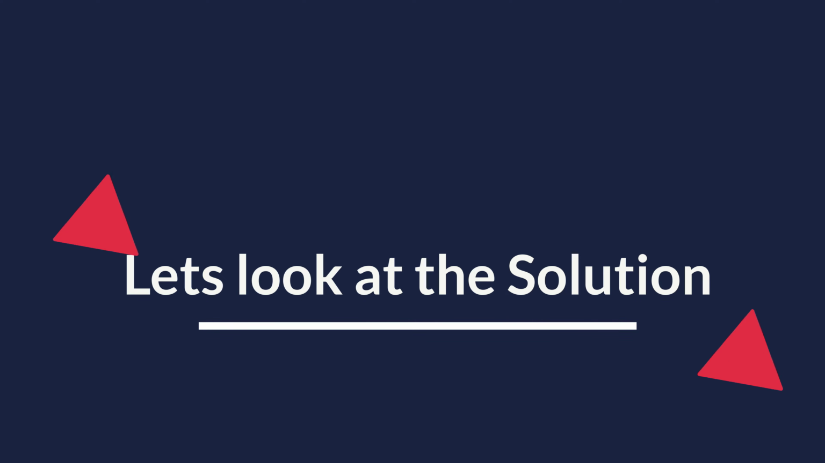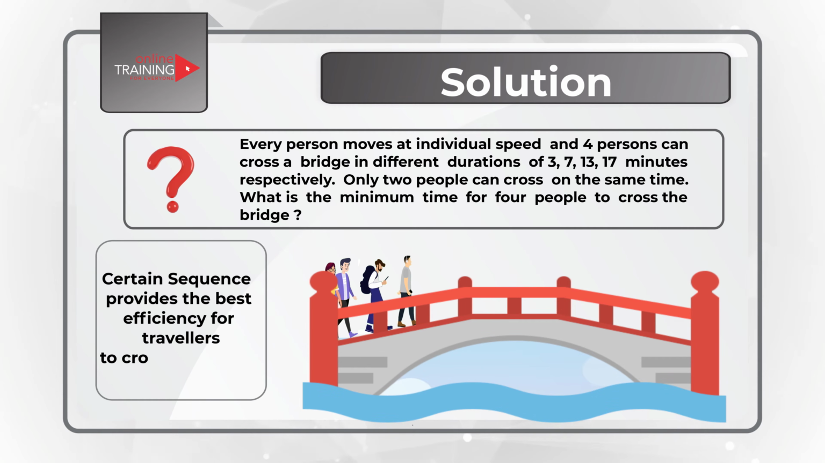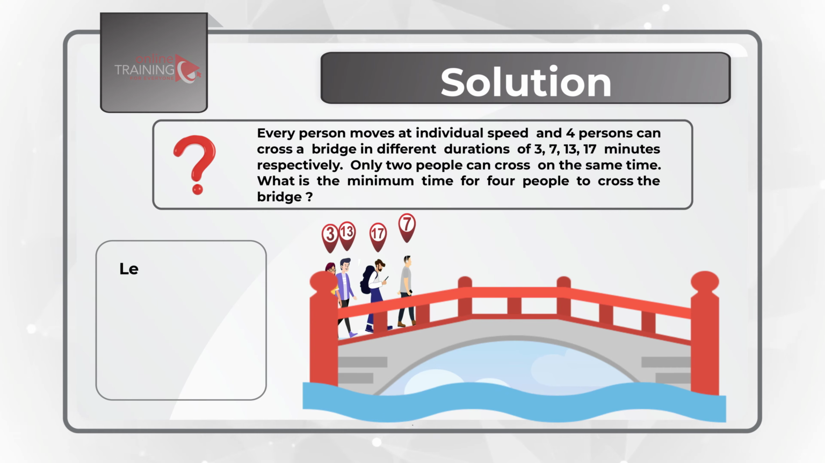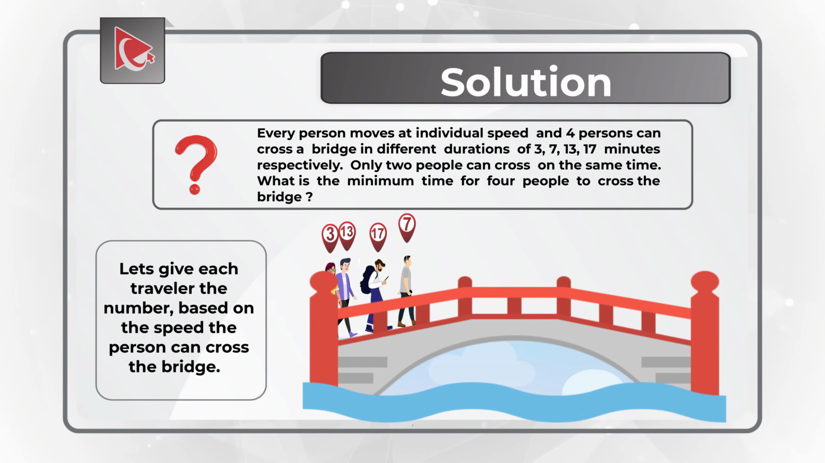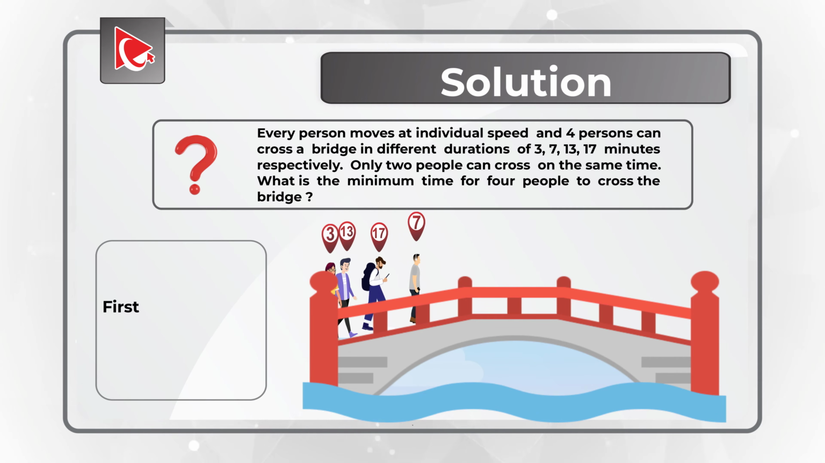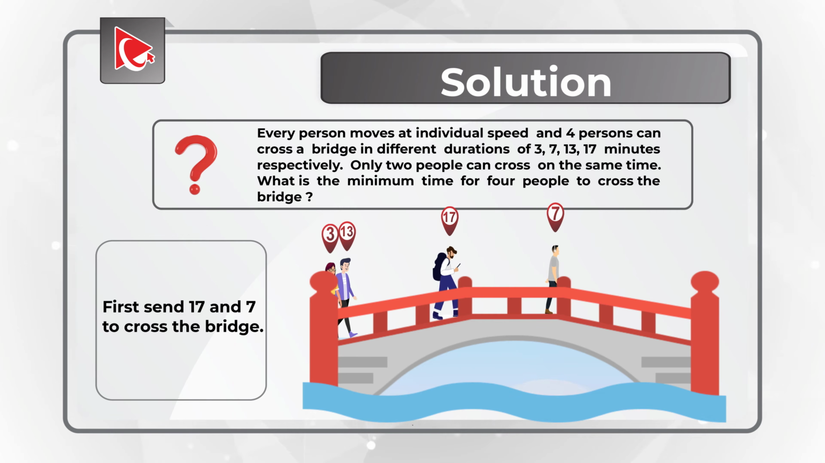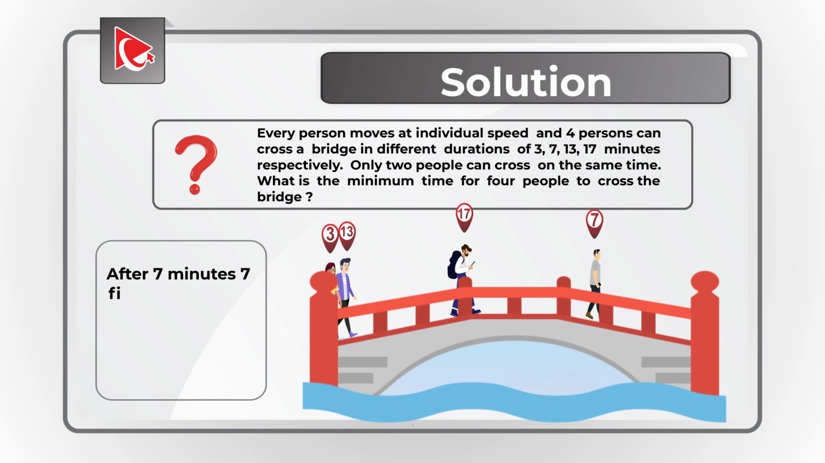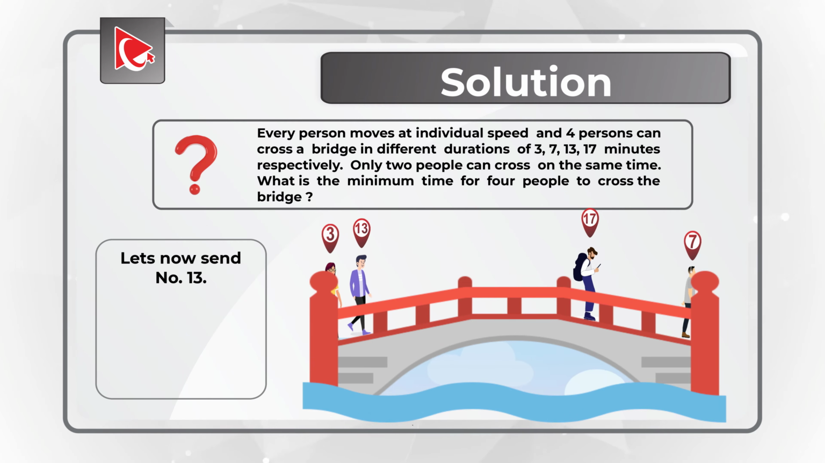As you might have determined, certain sequence provides the best efficiency for travelers to cross the bridge. Let's give each traveler the number based on the speed this person can cross the bridge. We will first send number 17 and 7 at the same time to cross the bridge. After 7 minutes, number 7 finished crossing the bridge. And number 17 needs additional 10 minutes to complete the travel. Let's now send number 13.